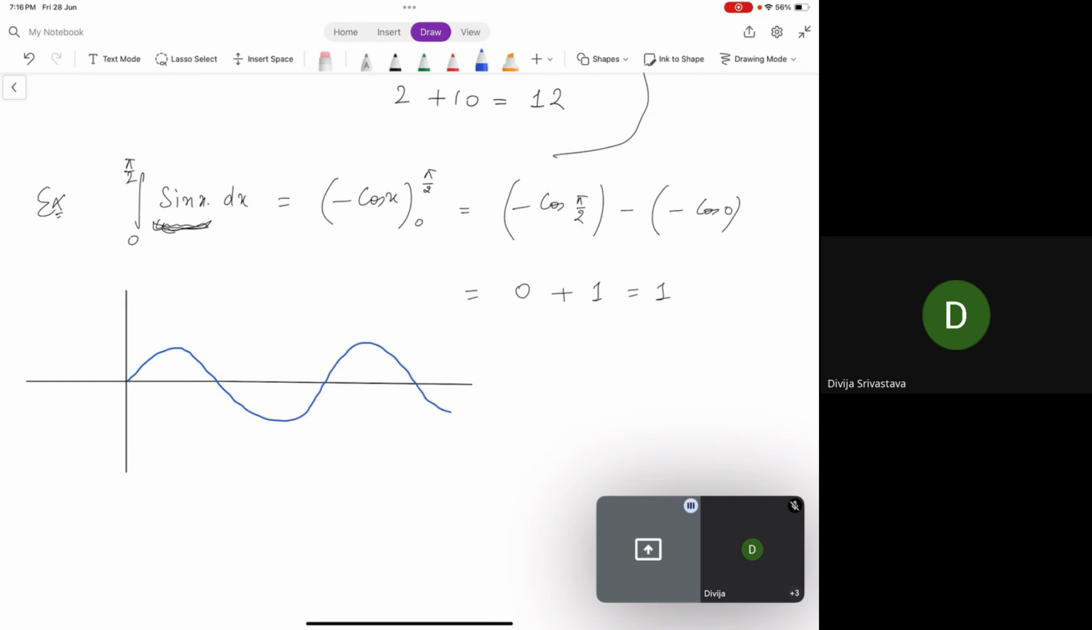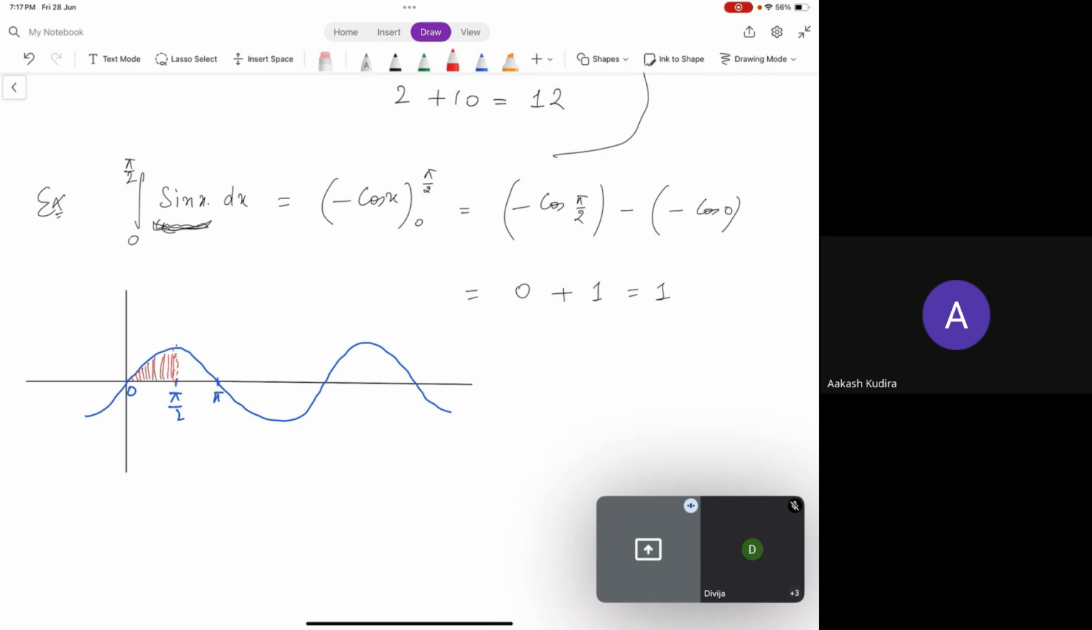You know this graph, all of you. Yes, sir. Okay, so this is the graph of sin x. So this is 0, this is pi, and this is pi by 2. Okay, so from here we found that the area from 0 to pi by 2 with respect to the x axis will be this area.